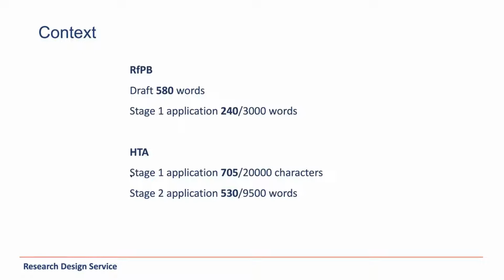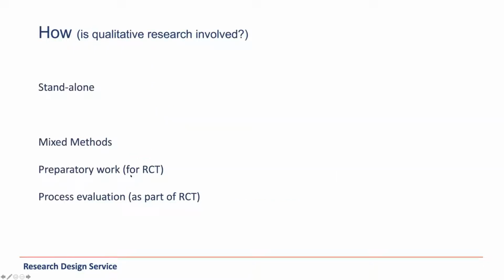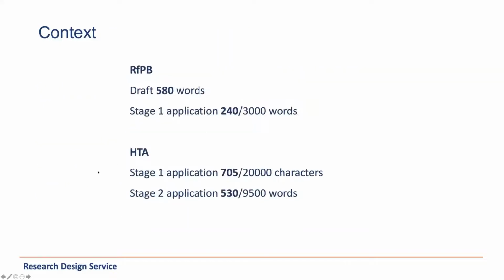And here's another example. In an HTA, so health technology assessment, the first application, I had a grand total of 705 characters, which is about 100 words, to explain a qualitative work package that was part of a broader set of things that involved me employing one RA full-time for 2.5, 3 years. So 100 words. And in the stage two application, they turned around and said, can we have a bit more detail? Understandably, I was given a bit more space, but still only 530 words.